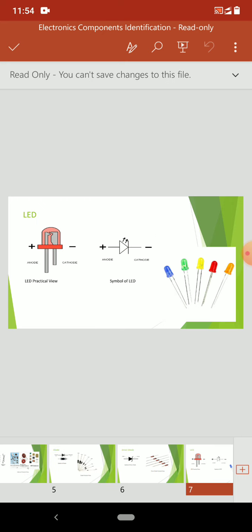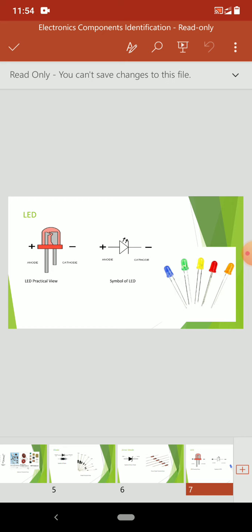The next device is LED. It is a light emitting diode. It has two terminals, anode and cathode. Anode is positive, cathode is negative. Multiple colors of LED are available in the market. In the practical view of LED, the long terminal is anode and short terminal is cathode. This LED is a semiconductor light source that emits light when current flows through it.